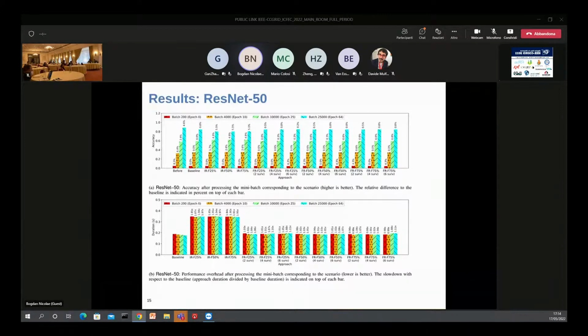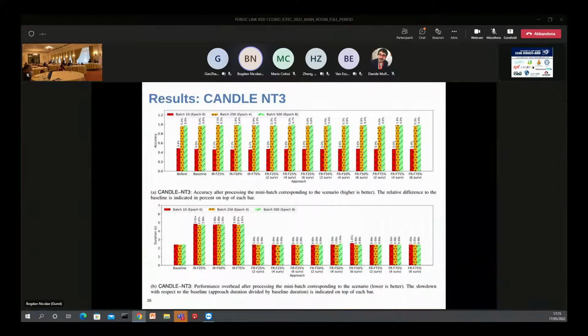And in terms of performance, if we look at the bottom chart, we can see that even in the worst case, when we replay the mini batch, we increase the duration of the iteration by at most 2x, right? So overall, the duration of the iteration is less than half a second, which is orders of magnitude less than what we saw on the previous slide for the replay overhead. And the same story repeats also for CANDLE.